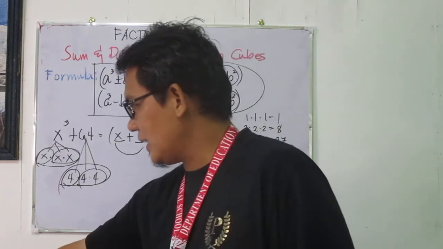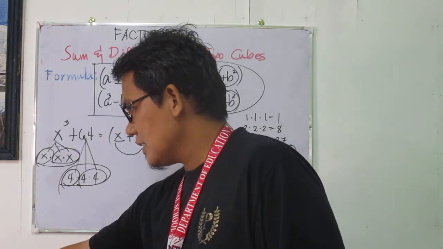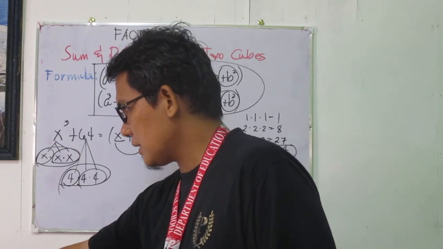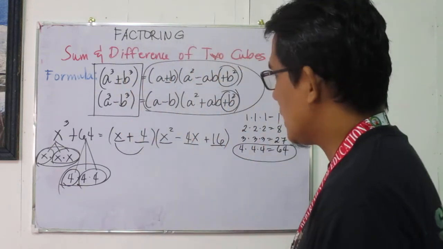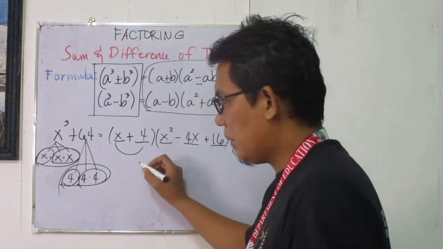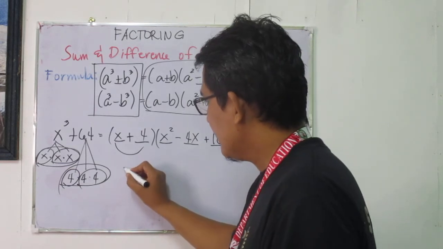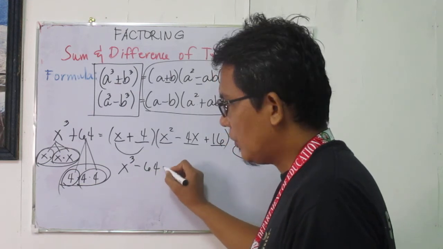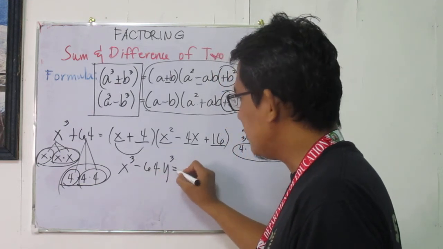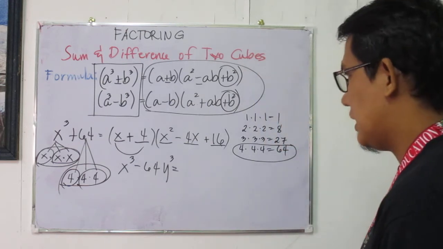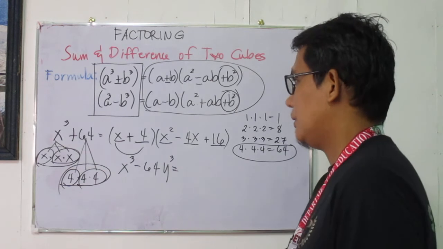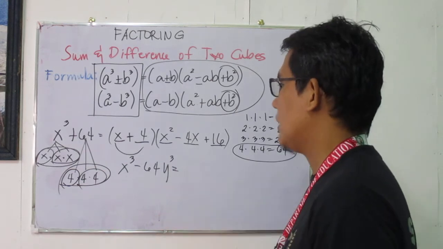Okay, let's proceed to the next one. So on your modules, let's try this. Let us answer number 1. x cubed minus 64y cubed. So if you can see, that's just closer to our first given. What is added only is our y cubed.